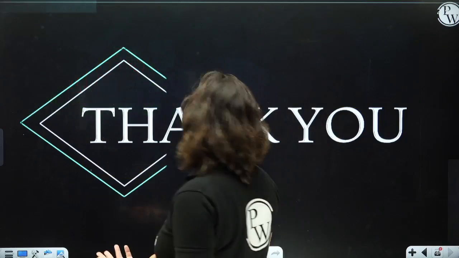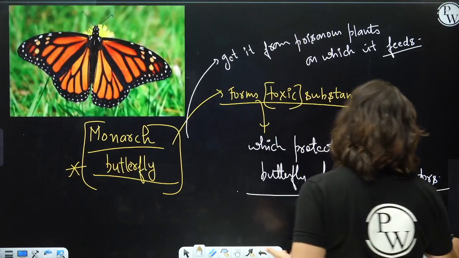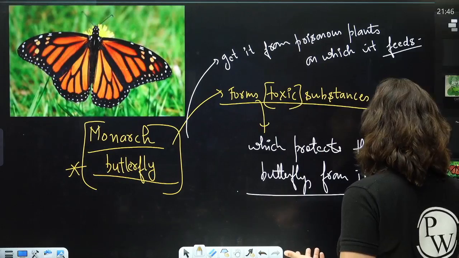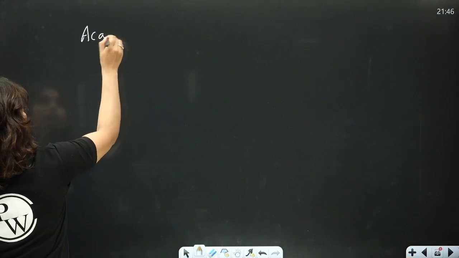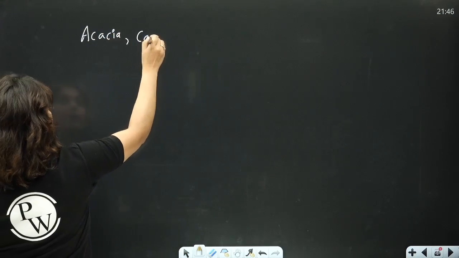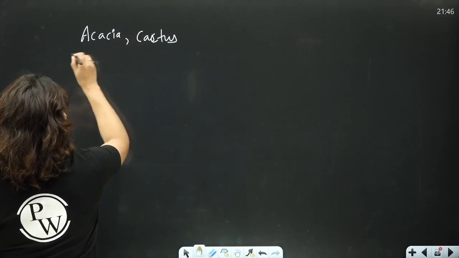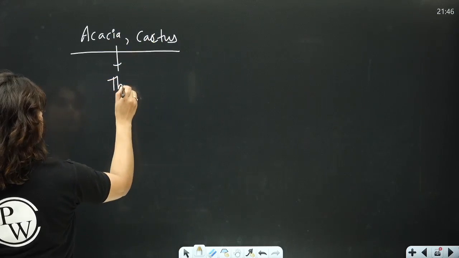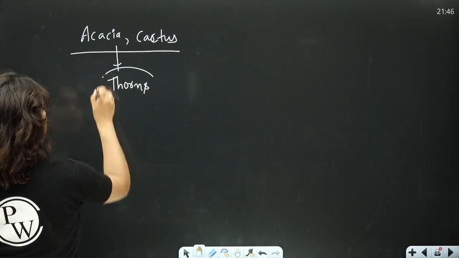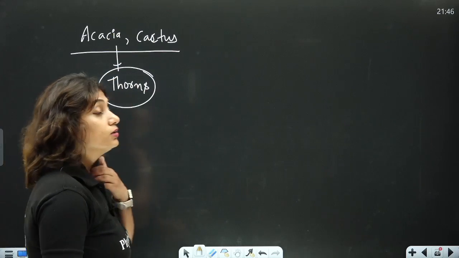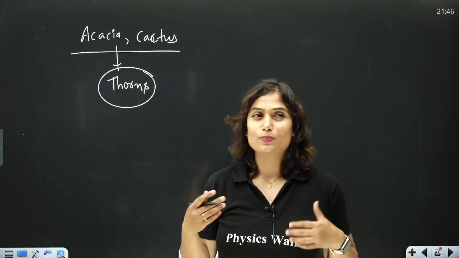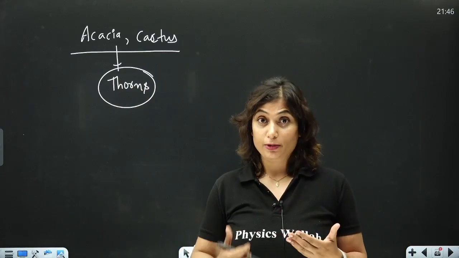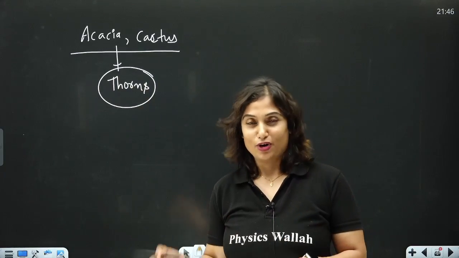One more adaptation is there in plants like acacia and cactus. In plants like acacia and cactus, there are thorns, and these thorns protect them from the grazing animals. Okay, so many prey population have adapted to protect themselves from the predators.